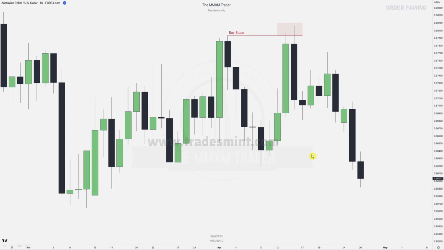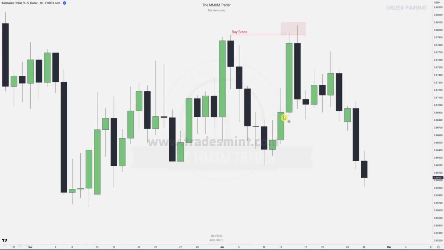So over here we have Australian dollar, US dollar daily chart. Now we can see this old high over here has been raided, so buy stops have been liquidated, and this is where smart money accumulates their sell orders, right? So what do we do after we go from external? We go into internal, right? So where is our internal range liquidity? We've got this fair value gap here, but can you see something else?